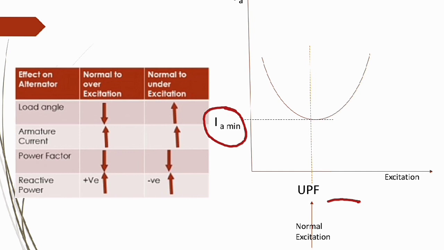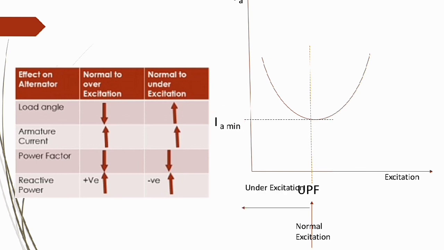Remember this. In my previous phasor diagram you have seen both cases, normal to over excitation and normal to under excitation. At the condition of normal excitation, we get the minimum armature current. That is the important statement.